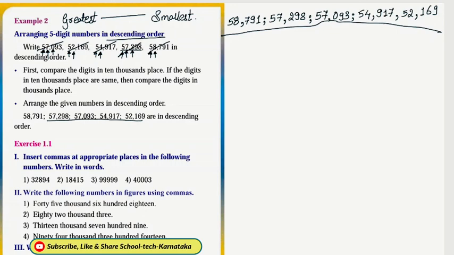So today we have learned how to write the skip numbers, how to find the smallest and the greatest of the given numbers, and to arrange the given 5-digit numbers in ascending and descending order. In our next video, we will be solving a few examples from exercise 1.1.